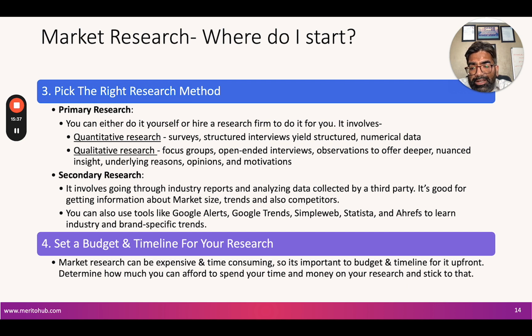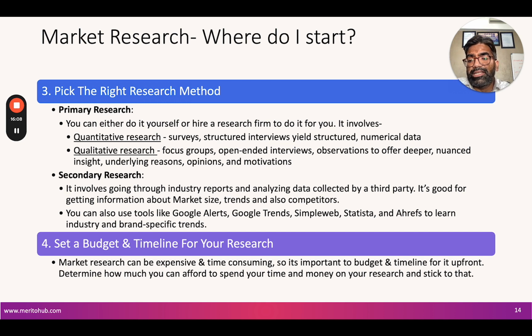You can do qualitative research, where it can be done with the help of focus groups, open-ended interviews, observation, or it can be quantitative like surveys, right? Or a structured interview to yield structured and numerical data. Both are important. If you do quantitative research, make sure that you have enough data points to back that research. And if you are doing qualitative research, make sure that you have enough variety in your focus groups, as well as in the people you are talking to, right?